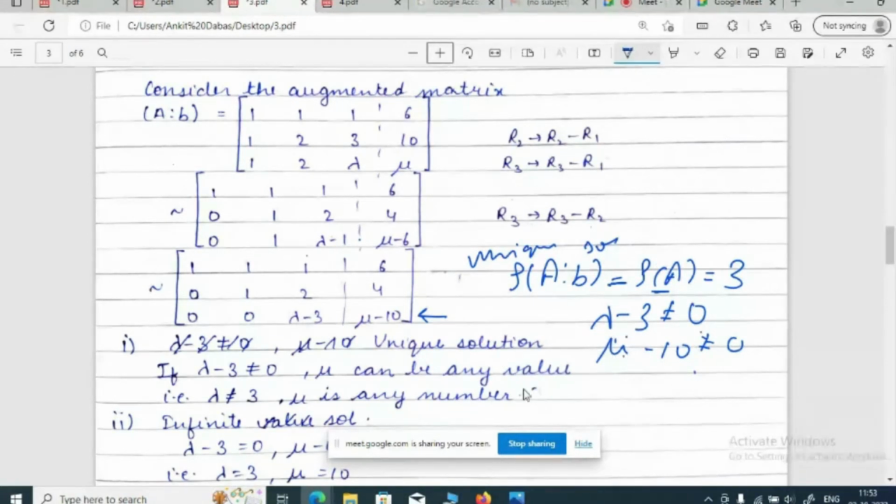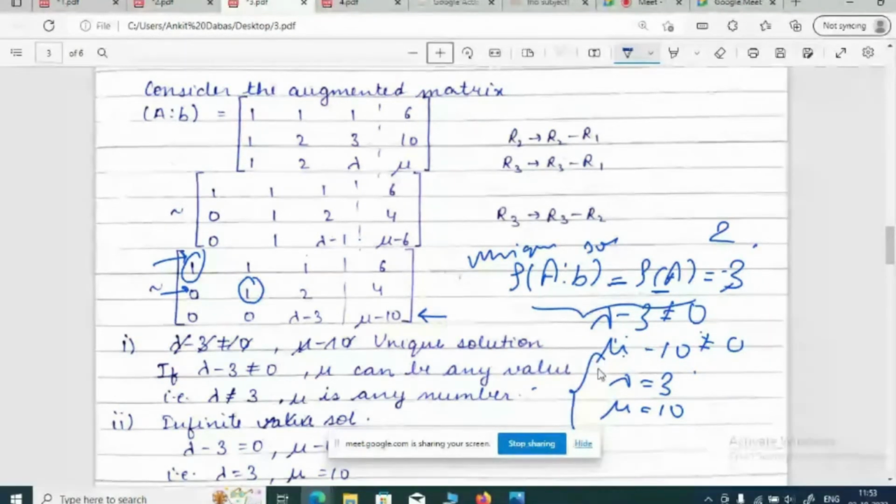If we are taking the case of an infinite number of solutions, these two ranks should be equal, but less than 3. Because we have a non-zero term here, we cannot reduce it to less than 2, so we will always have two non-zero rows. So we consider the case when the rank is equal to 2. To make the rank of these two matrices equal to 2, we will have to consider lambda equal to 3 and mu equal to 10. In that case, it will have an infinite number of solutions.